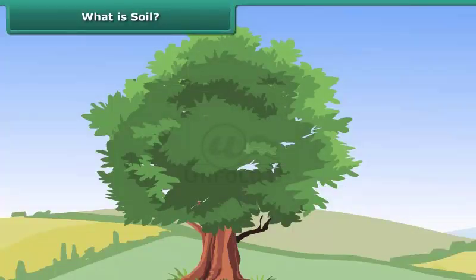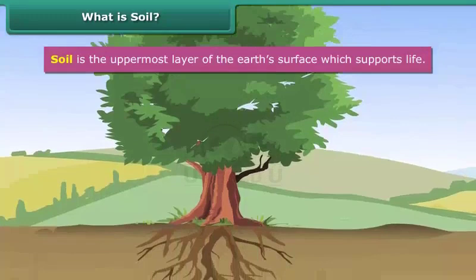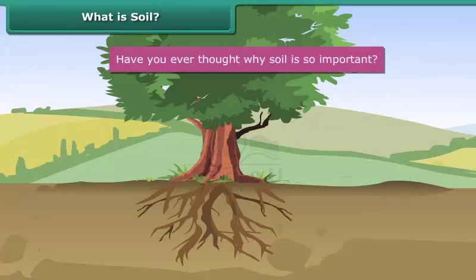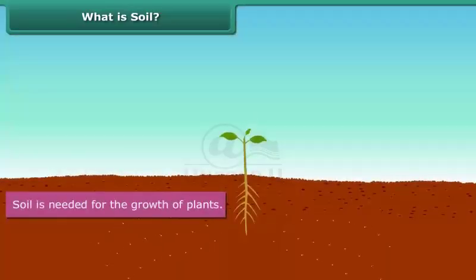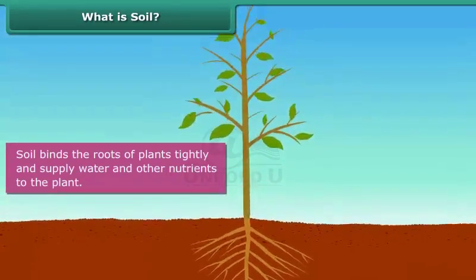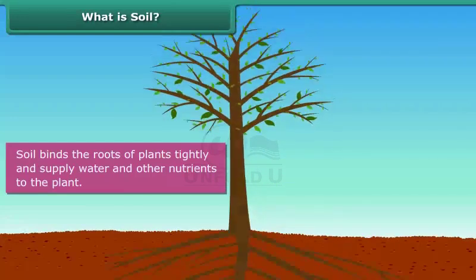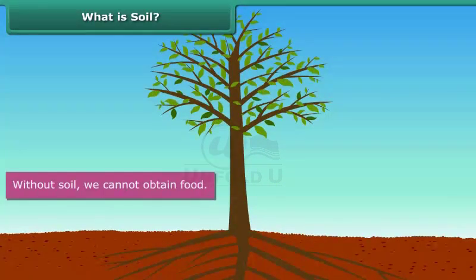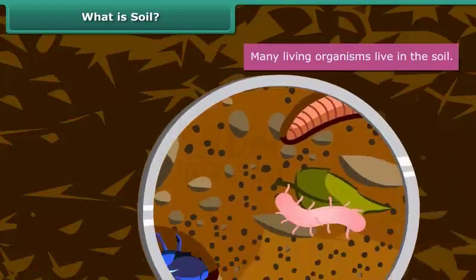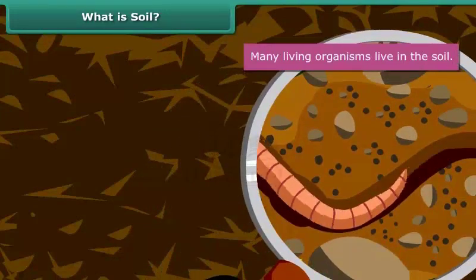What is soil? Soil is the uppermost layer of the earth's surface which supports life, and it is found everywhere. But have you ever thought why soil is so important? Well, soil is needed for the growth of plants. It binds the roots of plants tightly and supplies water and other nutrients to the plant. Without soil, we cannot obtain food. Moreover, many living organisms live in it. So we can say that soil is a very essential part of our life.